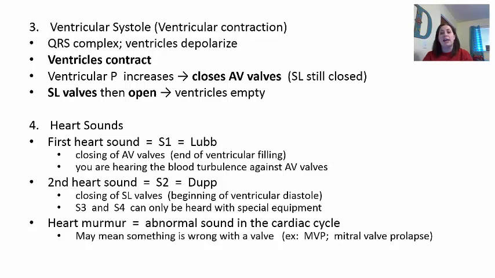The second heart sound is the dub sound. This is the closing of the SL valves. This is the beginning of the ventricular diastole, or the relaxation of the ventricles.